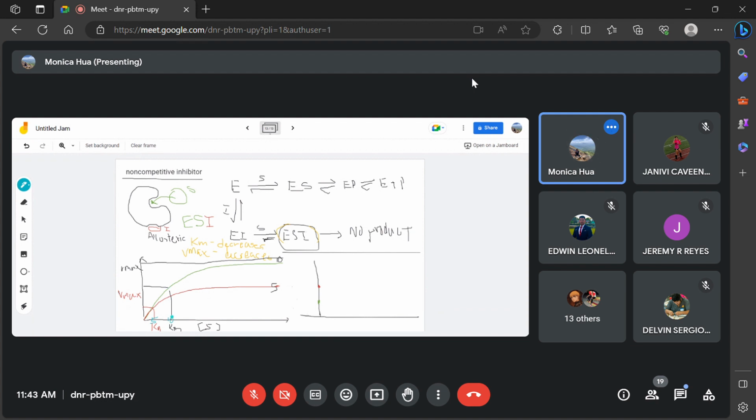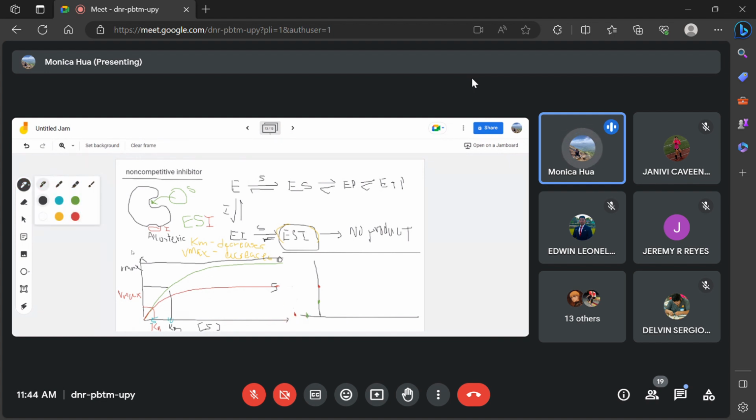So the one with the higher Km, which is the green line, I'm going to change it back to green. For the higher Km, 1 over 10 will be 0.1, so it will be here. And the one with the lower Km, which is 1 over 5, is 0.2. And remember, this is negative 0.1, negative 0.2.